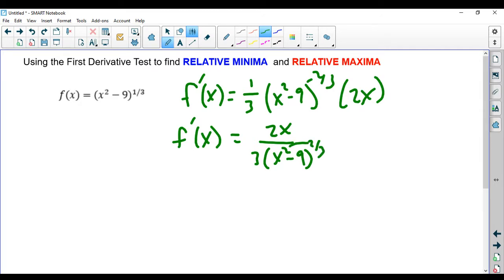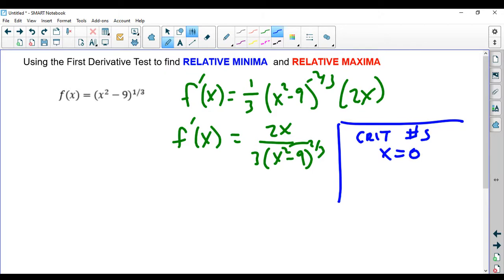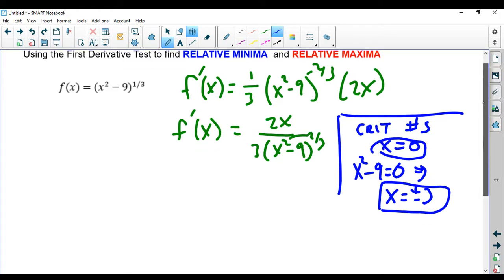So the critical numbers are where the derivative is 0 or undefined. This derivative will be undefined where the bottom is 0 and it equals 0 where the top is 0. So the critical numbers for this function are x equals 0, that's where the top equals 0, and the bottom equals 0 when x squared minus 9 equals 0, and that gives you x equals plus or minus 3. So those are our three critical numbers.